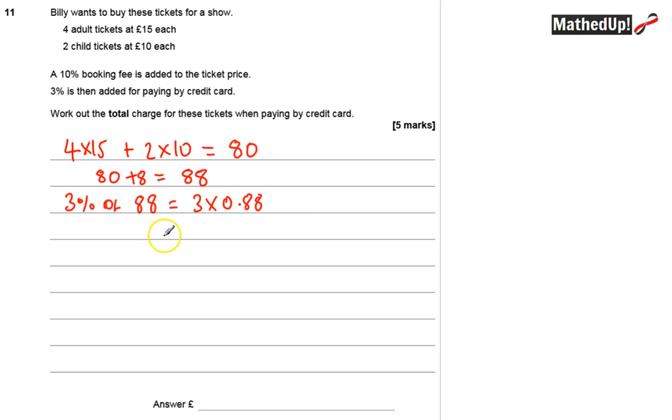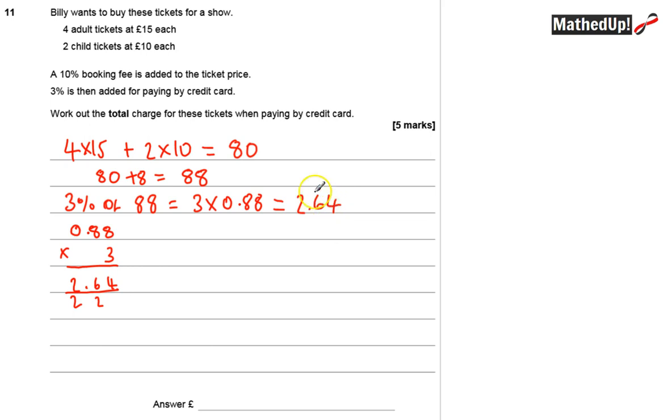So we could use a column method to work this out. So over here I'm going to do 0.88 times by 3. And I've got 3 times 8, which is 24, so I can put a 4 there and a 2 there. 3 times 8, which is 24, and I've got another 2 over here, so that's 26, so I'll put a 6 there and a 2 there. 3 times 0 is 0, plus this 2 over here, and I get £2.64. So 3% of 88 is going to be 3 times 0.88, which is £2.64.